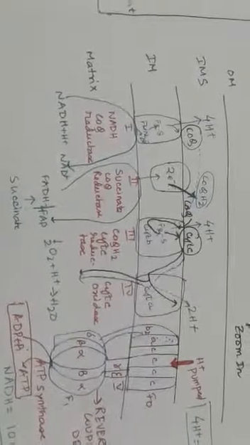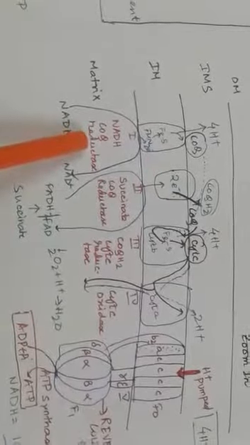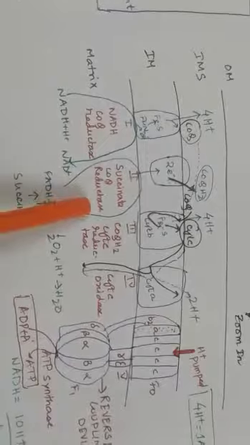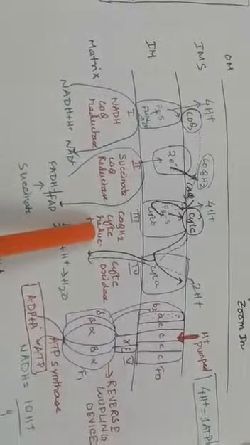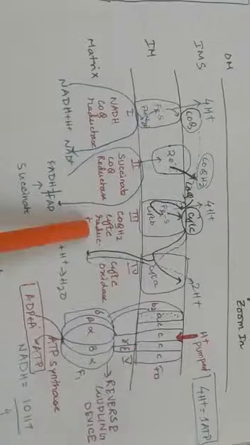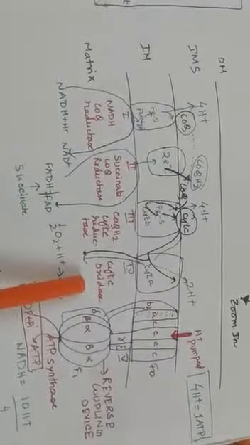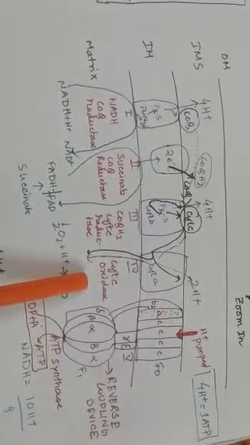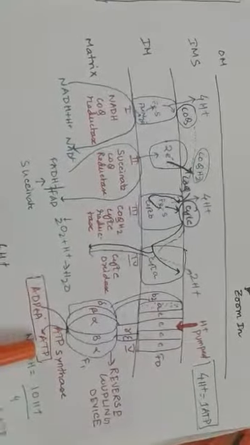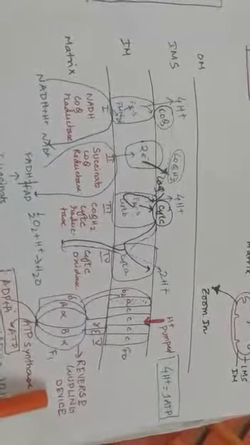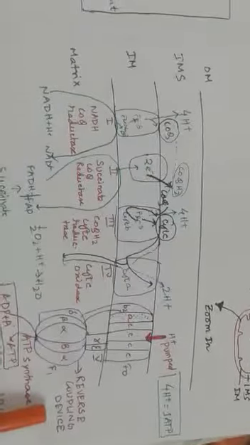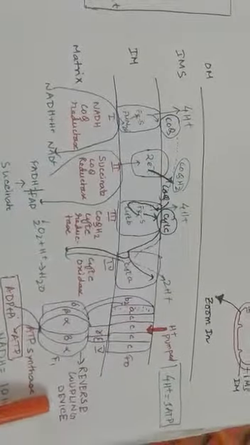Now first we are coming to complex number 1, which is also called NADH CoQ reductase, complex 2, which is succinate CoQ reductase, complex 3, which is CoQH2 cytochrome C reductase, and complex 4, which is also called cytochrome C oxidase. There is another complex named ATP synthase, which is also called complex 5 or reverse coupling device, because it synthesizes ATP as well as hydrolyzes ATP to ADP and Pi.